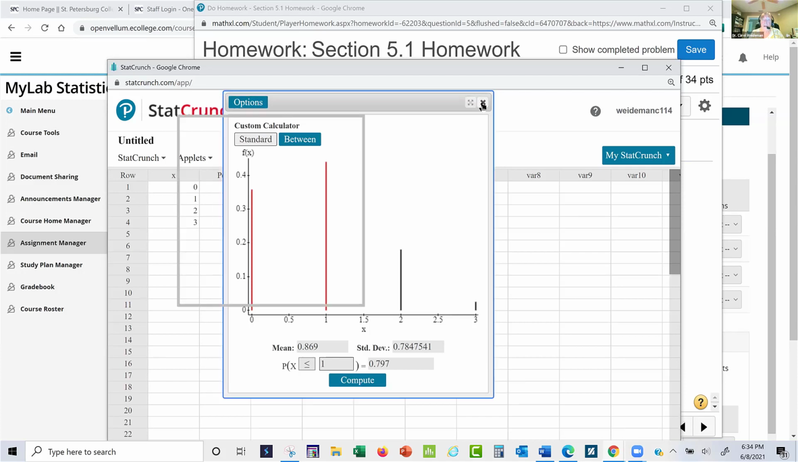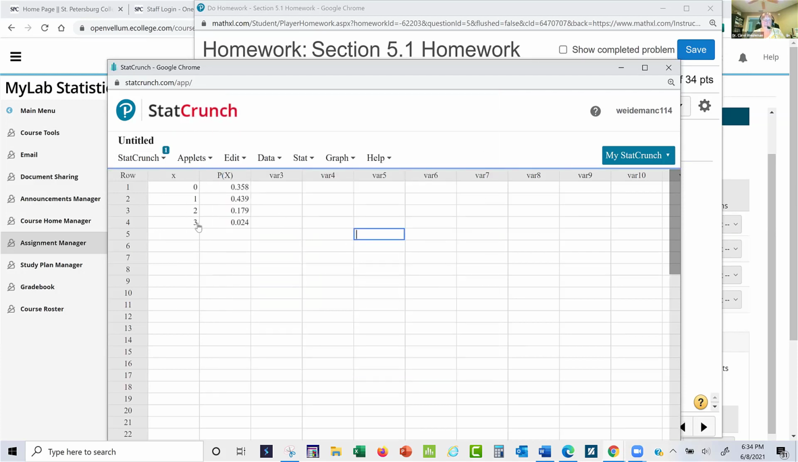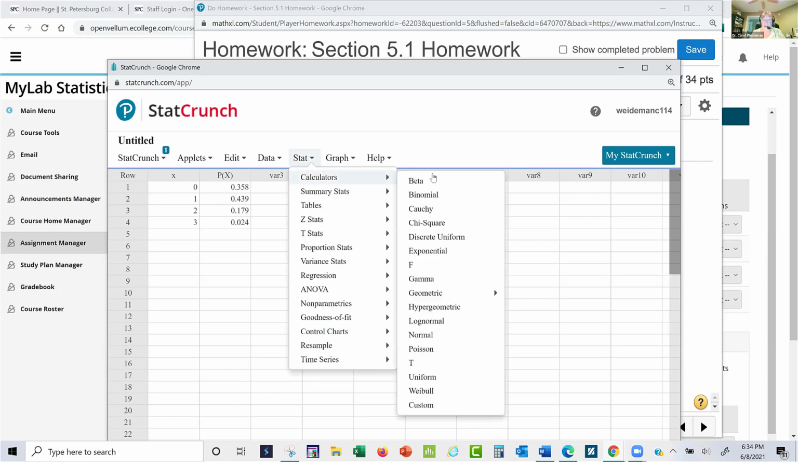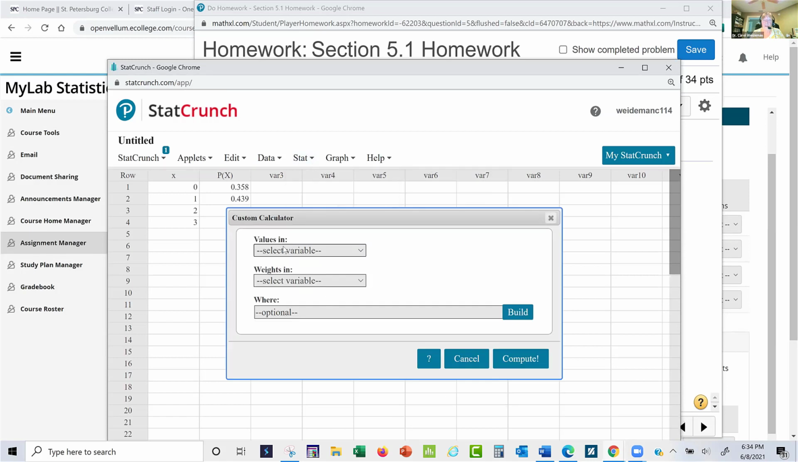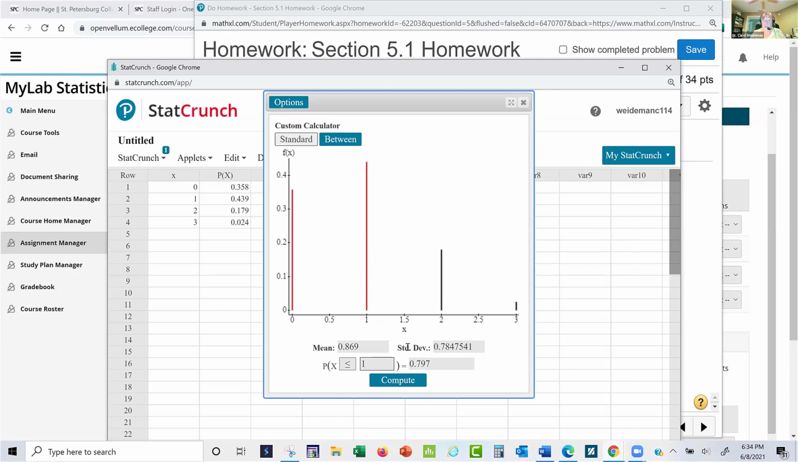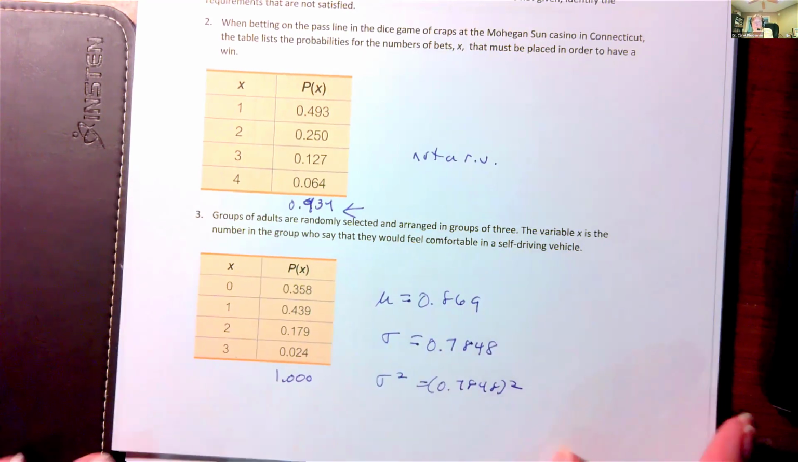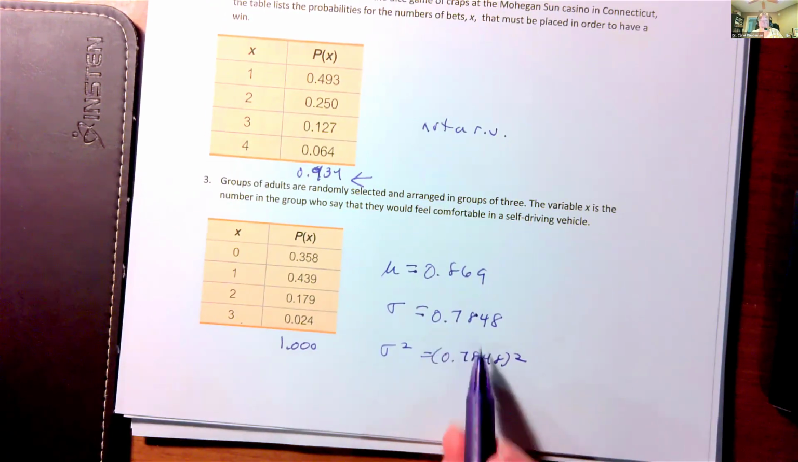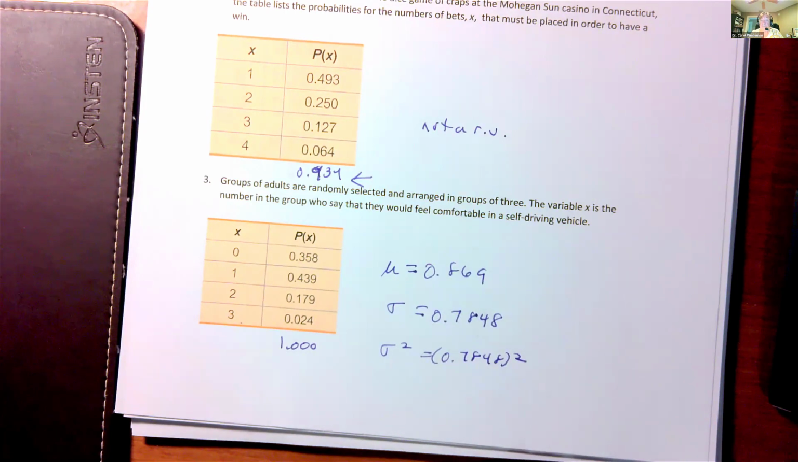Now, a lot of your homework problems are already set up for you. You just have to click to open up the little table. You don't have to actually enter the data. But remember, it's Stat, Calculator, Custom. Tell it where the values are for the random variable, and then where the weights, what we call the probabilities, are, and then hit Compute. The output will show you the mean and the standard deviation. Pretty easy now that you use Statcrunch. You don't want to do them by hand; it's awful. So again, if they want the variance, you would just square what you calculated for the standard deviation.